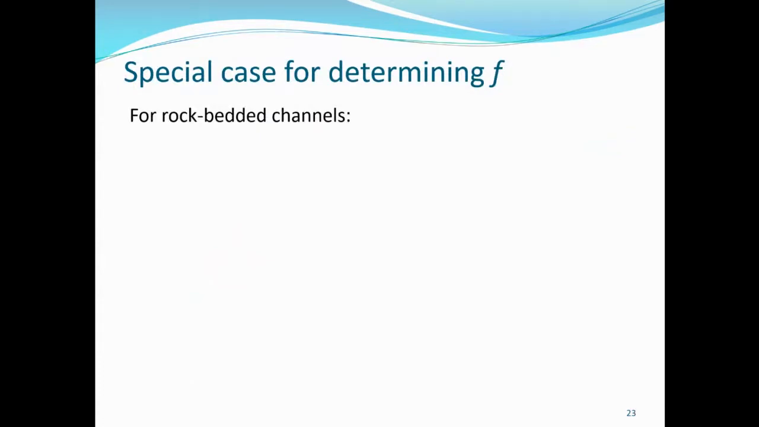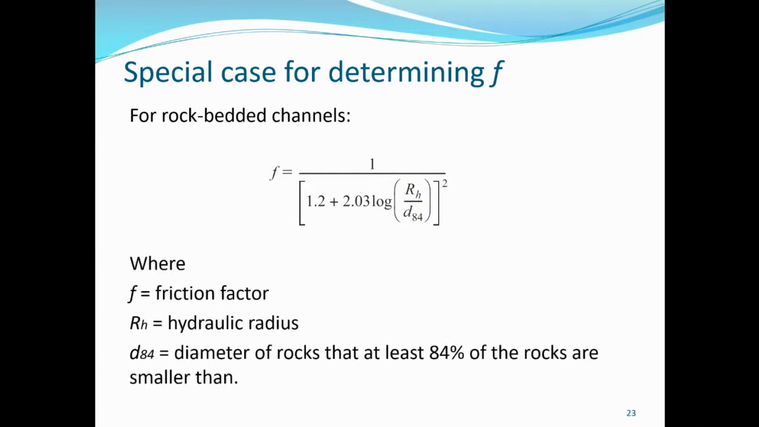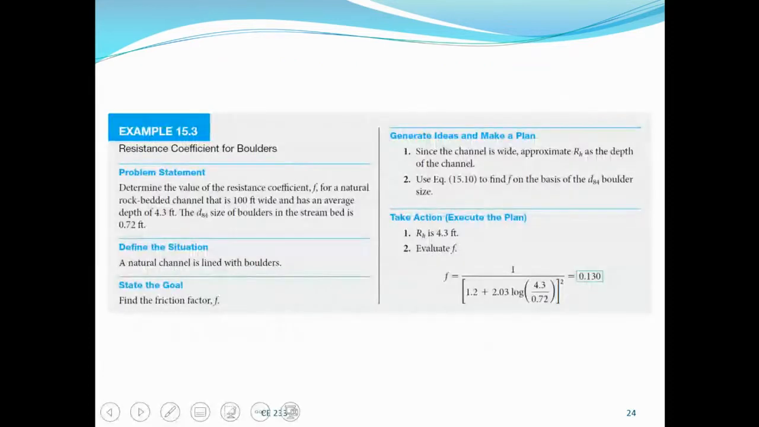Now, special case for determining f for rock-bedded channels. Okay, so for rock-bedded channels, use this formula to determine f, where f is the friction factor. D84 is the diameter of rock that at least 84% of the rocks are smaller than. Okay, so the diameter of the rocks that 84% of the rocks are smaller than, which is D84. Okay, and in this example here, resistance coefficient for boulders. Boulders are big rocks, okay? Big size, bigger than gravels.